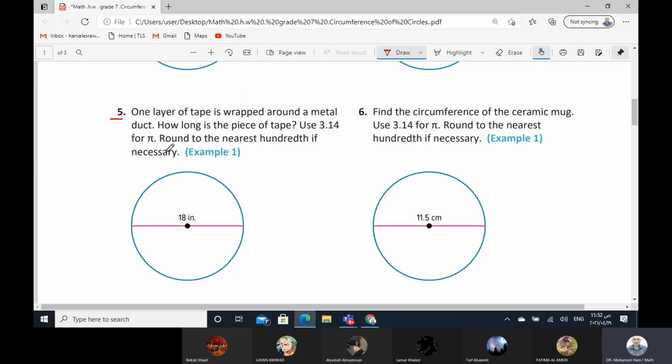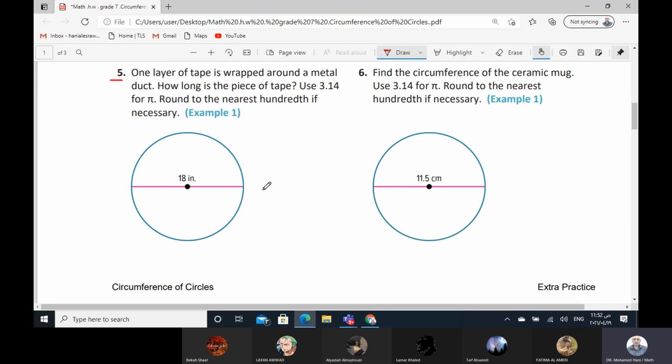Who can read exercise number 5? Mister, can I read again? Yes, start please. One layer of tape is wrapped around the middle of the tub. How long is the piece of tape? Use 3.14 for pi, round to the nearest hundredth if necessary. Thank you.